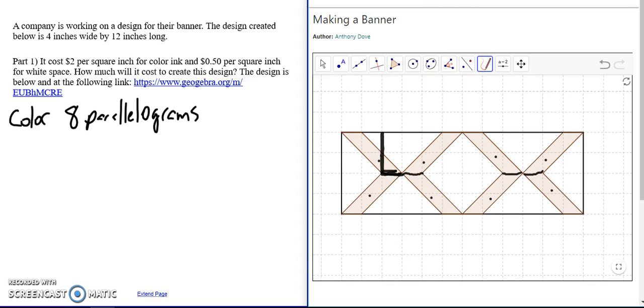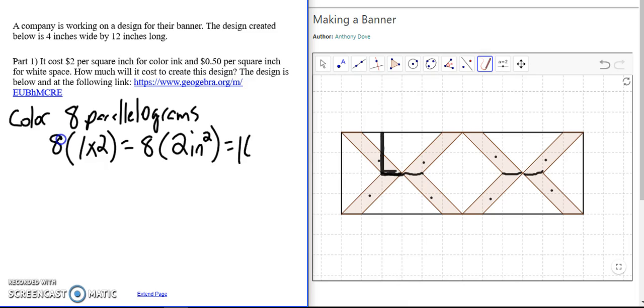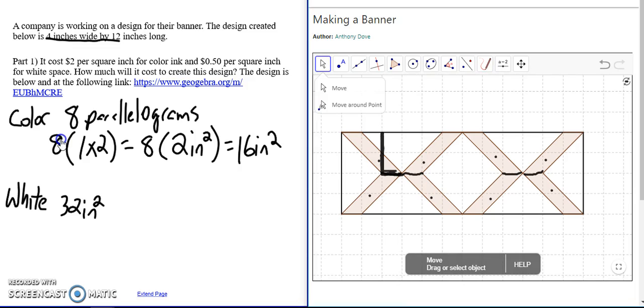That's 1 by 2. So I know that there's 8 of them and that each of them is 1 by 2, which would mean that that's 8 times the 2 square inches, which means that I have 16 square inches of the color piece of this banner. Now from there I can do one of two things. I can realize that the total banner is 4 by 12, which means it's 48, so the white has to be 32 square inches. Or if I wanted to, I can reset this.